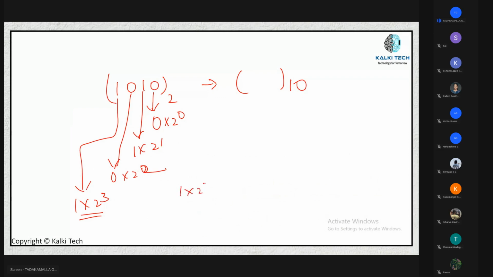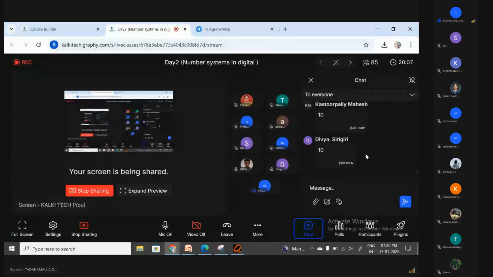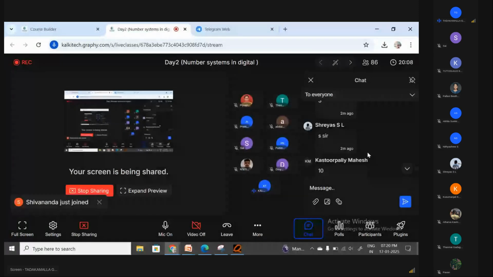That is 1 into 2 power 3 plus 1 into 2 power 1. So what is the answer? 8 plus 2, 10. So this is your answer. This is how you convert your binary number into a decimal number.